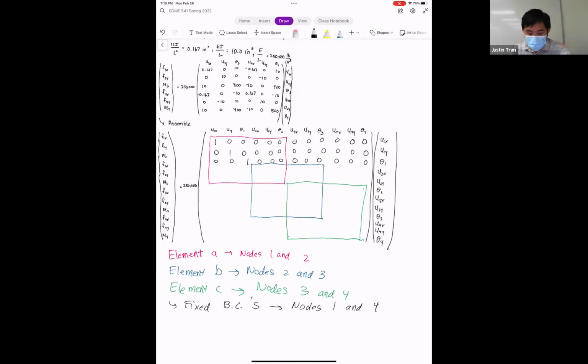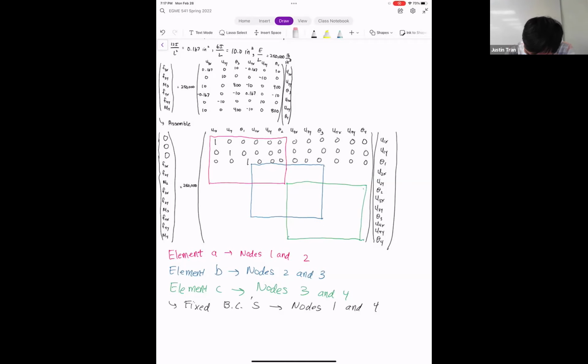Okay, so that's node 1, and then we're going to replace the f1x, f1y, and m1 with all zeros because it's a fixed boundary condition. All right, and we're going to do the same thing for the last 3 rows. So the last 3 rows are for node 4, right? So we have a 1.